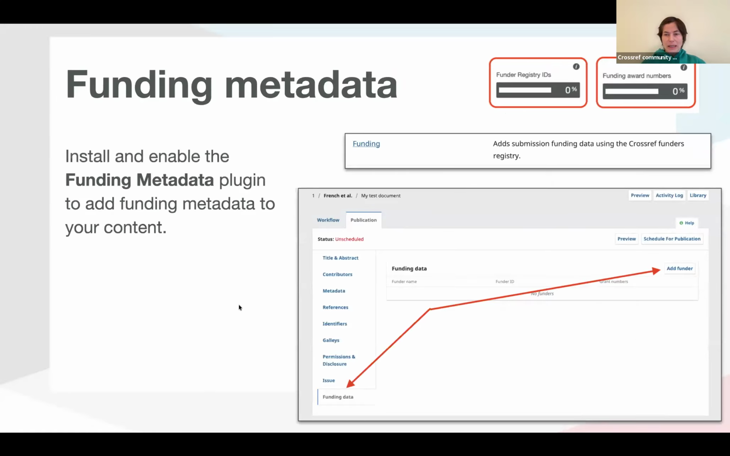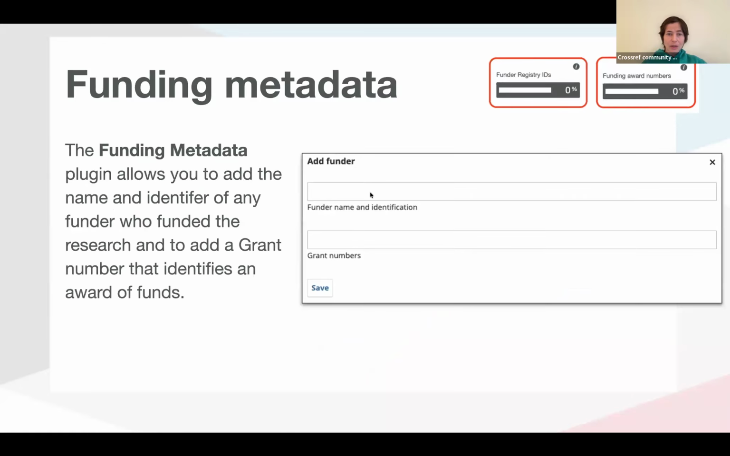And finally, the funding metadata, which is, as I said, increasingly important. And specifically for OJS users, it's missing very often. So if you are an OJS user, I would venture you might not be adding that metadata to your records. And as I said, it is becoming increasingly important. So you can go to funding data, which is a specific part of the panel, and add a funder to your DOI records.